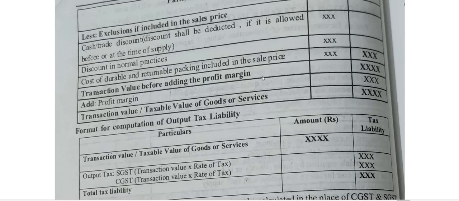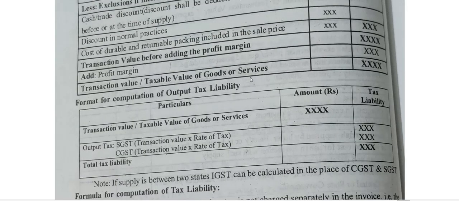So after you get this transaction value before adding profit margin, obviously you will have to add your own profit margin. This transaction value is also cost of supply, okay? That is, until here you have only taken everything which is a cost for you. After that you will add the profit that you desire to have, and then once you add the profit you will get transaction value or assessable value or taxable value of goods or services.